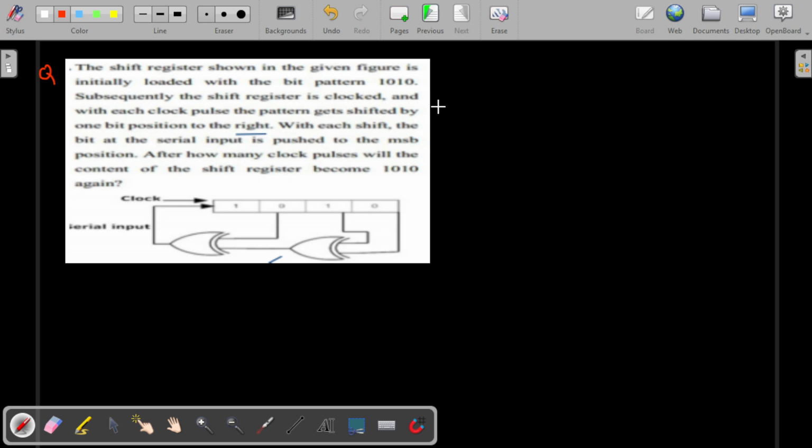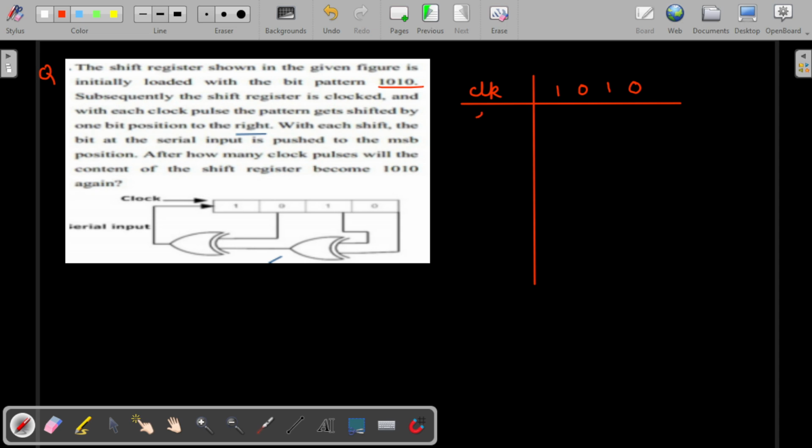So next question: the shift register shown in the figure is initially loaded with a bit pattern, that is 1010. So here there is a 4-bit shift register, right? Let me again draw a counter table here. In digital drawings, everything is stable, K-map like this only, so you can easily solve any kind of question. So here, firstly it was loaded with 1010 as given. Subsequently, the shift register is clocked.